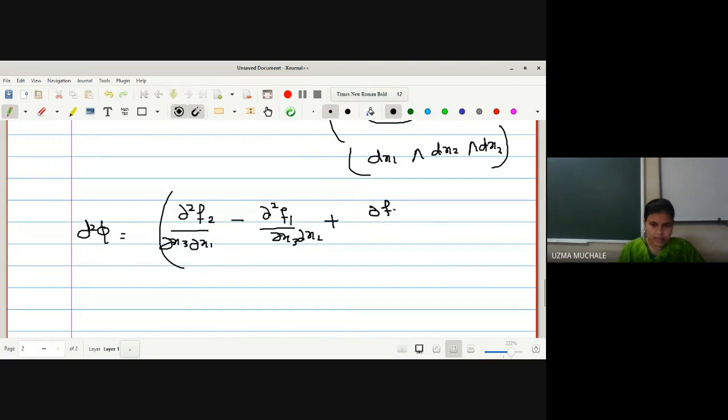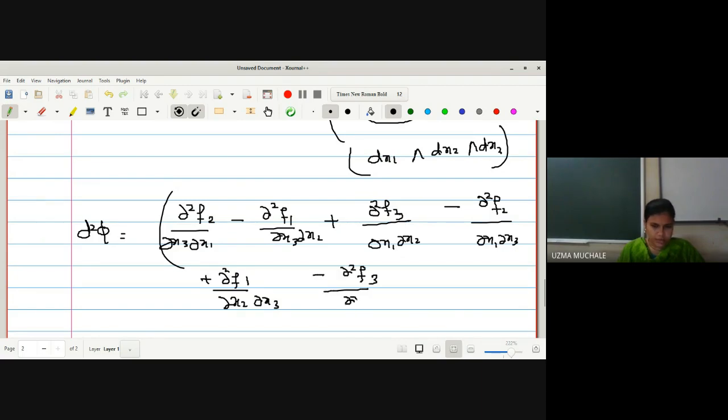plus, sorry, f3 is there, d2 f3 with respect to x1 x2 minus then again d2 f2 with respect to x1 x3. Simply, I have completed the partial derivatives in one bracket because the wedge products outside we have written in sequence, so all will be common. Minus d2 f3 with respect to x2 and x1. Outside we are remaining with the wedge product of dx1, dx2 and dx3.